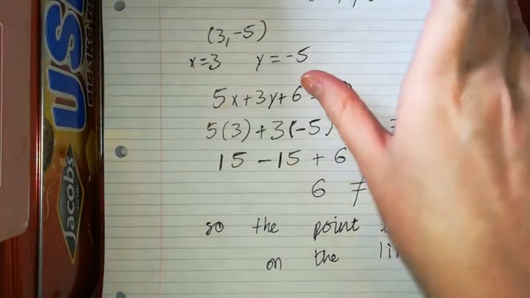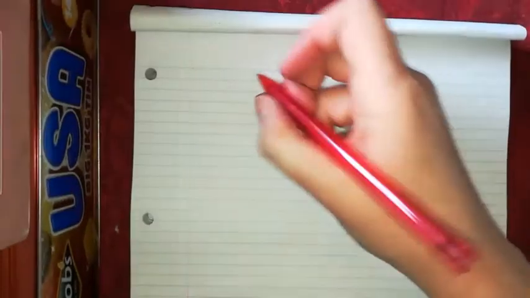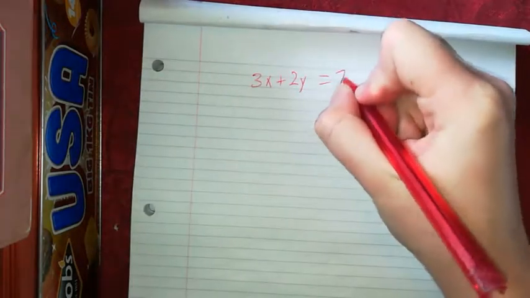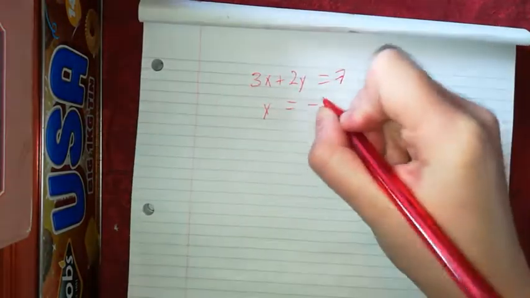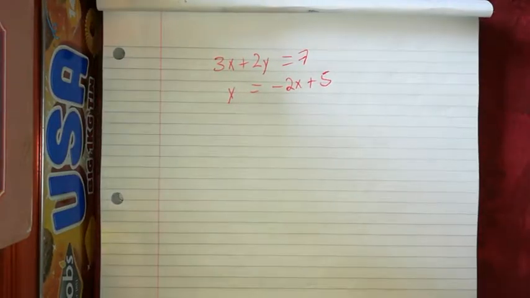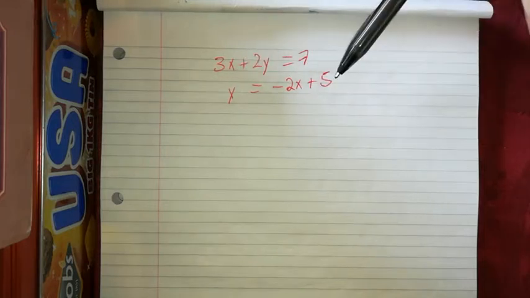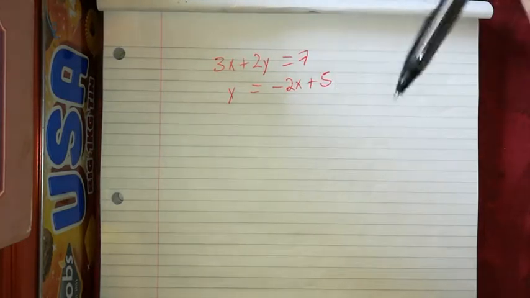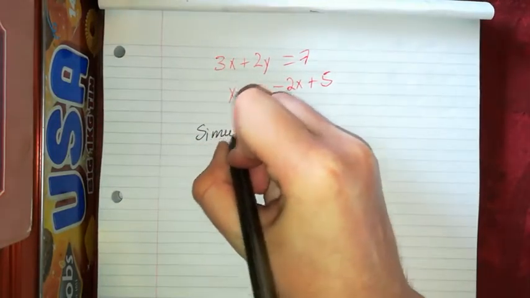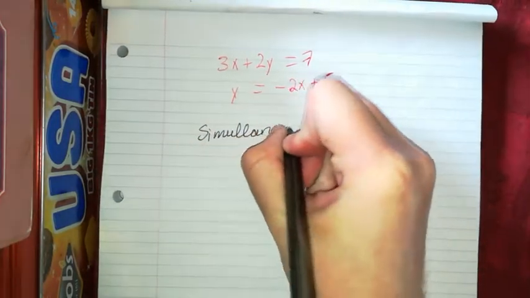And then the next part is: find the point of intersection of the following lines. So I have 3x + 2y = 7, and then y = -2x + 5. So I have two ways of doing this. I can do simultaneous equations first, or I can write them both in terms of the same variable and then let them equal. So what I might do first is simultaneous equations.